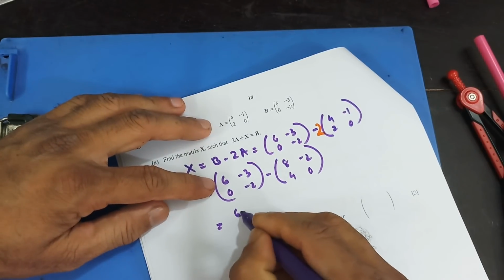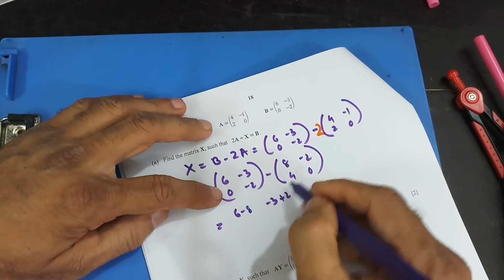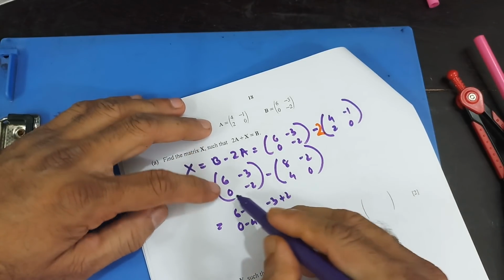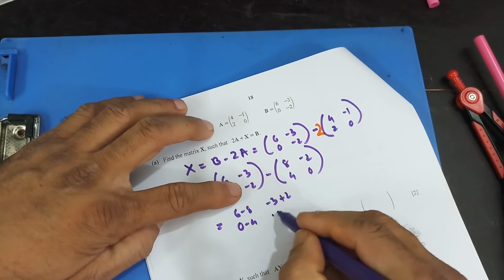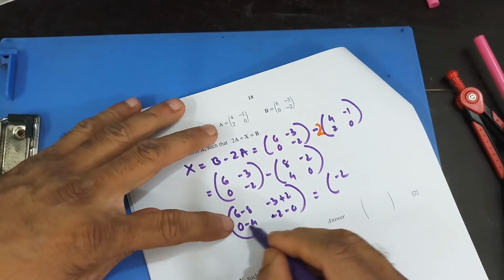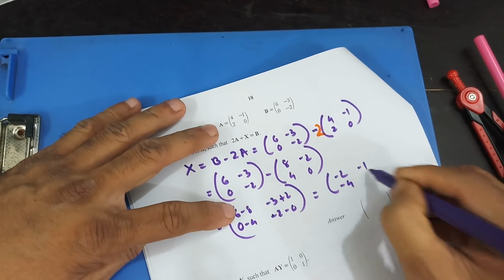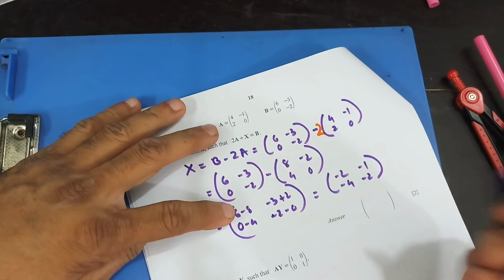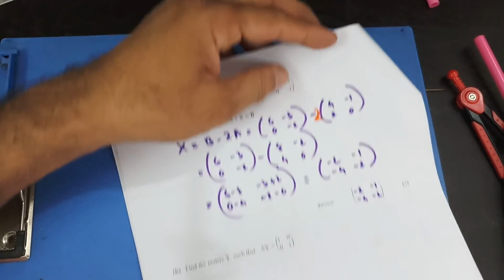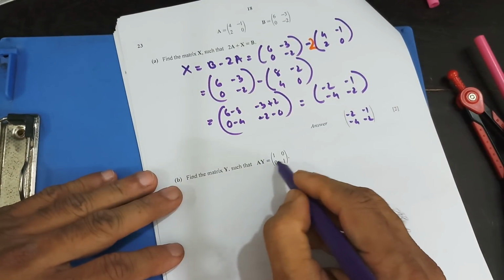6 minus 8, 6 minus 8, minus 3 minus minus plus 2, 0 minus 4, minus 2, where am I? 0 minus 4, minus 2 minus 0, minus 2 minus 0. So 6 minus 2 is minus 2, 4 minus 0 is minus 4, and then minus 3 plus 2 is minus 1, and that's going to be minus 2. Oh, all minus. Minus 2, minus 4, minus 1, minus 2. Done. Okay. Now find the matrix Y such that AY equals this.